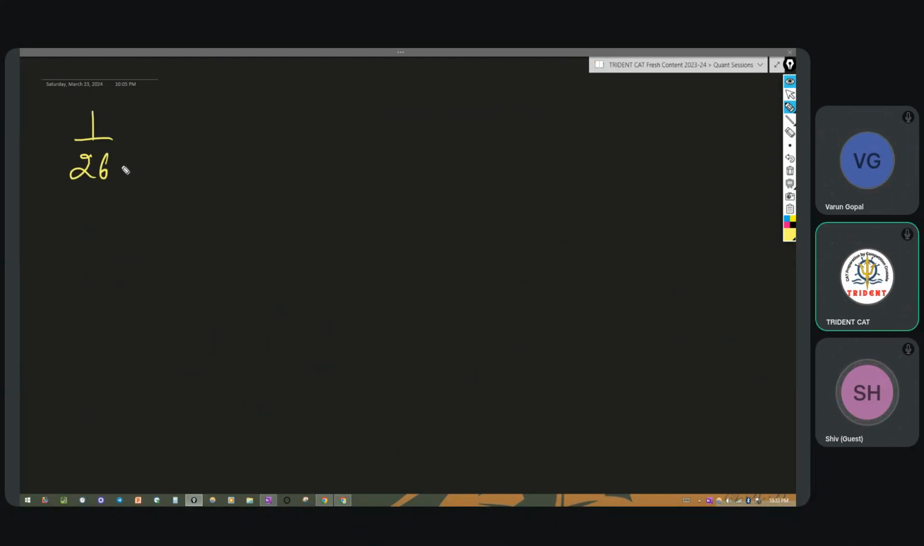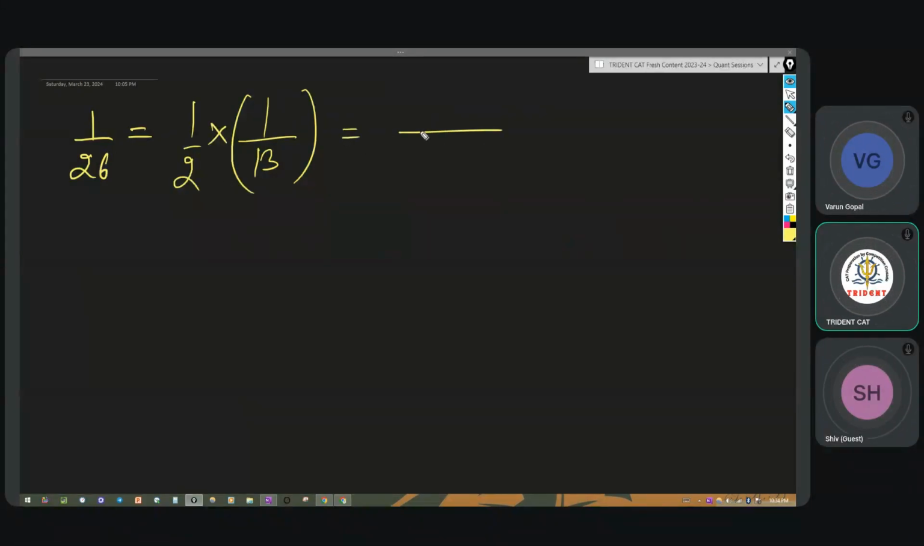A composite number, 1 upon 26, although not very important, but still, like 1 by 25. 1 by 26, right? How will I do this? I will give you a little bit of a hint. Do I remember 1 upon 13, which is 7.69? So can you tell me the answer now? It equals half of 7.69. 3.84. Varun is now using the calculator like anything.